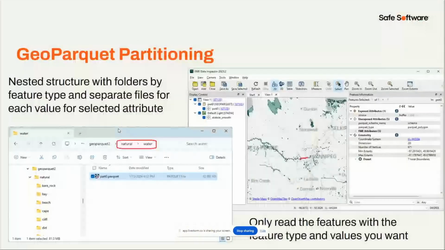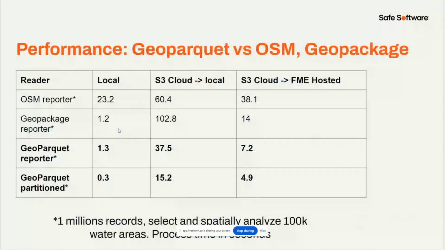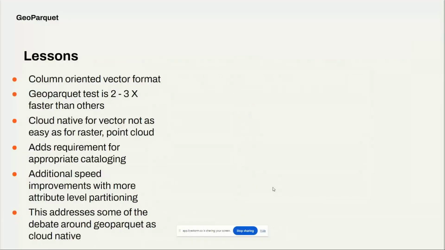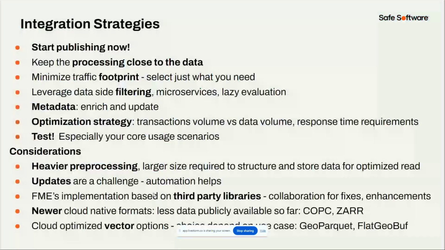So the Parquet one, I found this was an interesting table where I ran a whole bunch of tests on different types of access. And there's a little bit of debate around Parquet. How cloud native is it? And I guess it all depends on how you publish the data. So you can see when we partition the data, it actually does perform quite well. And I've tested locally consuming it, S3 to local, and cloud to cloud. And you can see that the partitioned GeoParquet is the fastest when compared to trying to, say, read a GeoPackage or OpenStreetMap. So I think I'm just going to jump to our integration strategies and conclusions, and then we'll wrap it up for today.